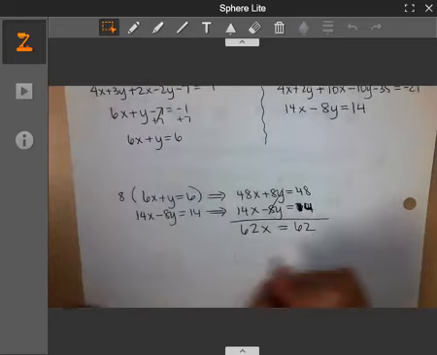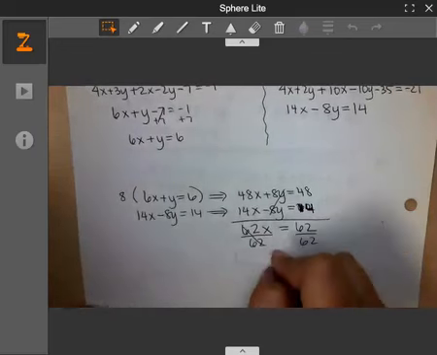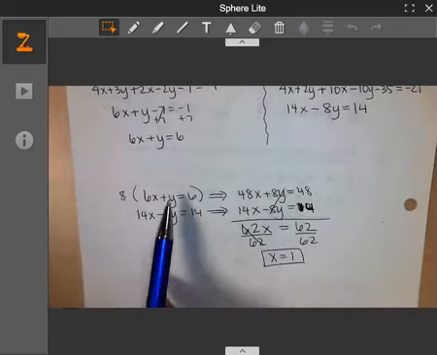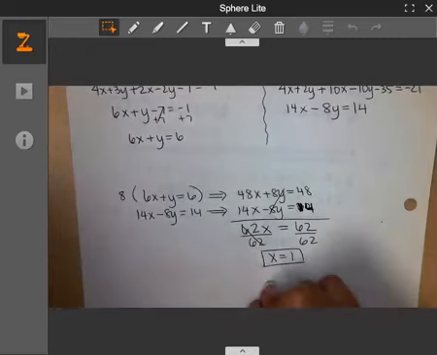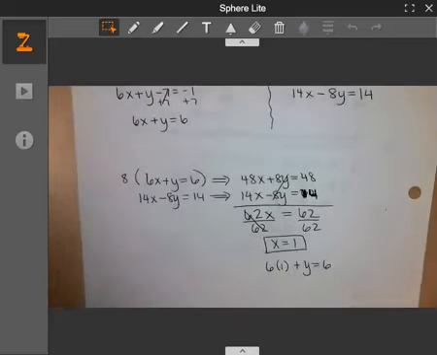Last step, we divide by 62. X is equal to 1. Just like with the word problems, you can't stop there. We need the y and the z as well. So we can take this one and we can plug it into either one of these equations to find the y. So I'll go ahead, find the y. So I'm going to go ahead and plug it into the first one. I subtract that 6 and I get y is equal to 0.